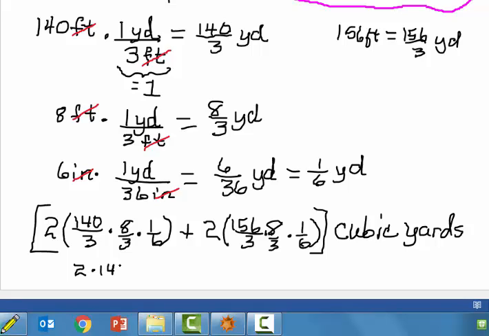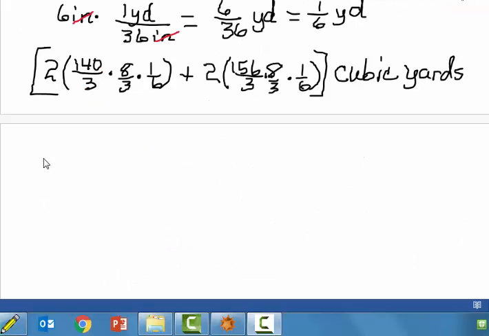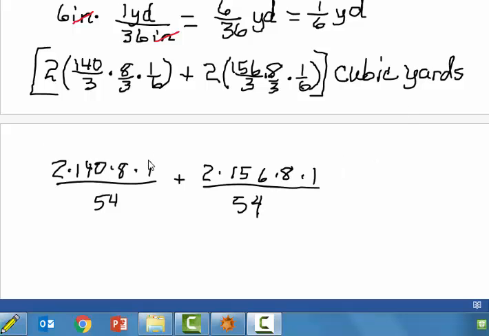But you've got 2 times 140 times 8 over 3 times 3 times 6, which is 54. And you're adding to that 2 times 156 times 8 times 1, which is over 3 times 3 times 6, which is also 54. Okay, so we have 2 times 140 times 8 times 1 over 54 plus 2 times 156 times 8 times 1 over 54. Okay, so we'll do the problem. Here we get 2,240 over 54. And here we get 2,496 over 54.